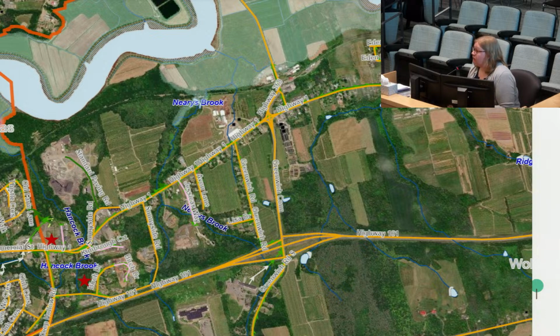And I've just thrown 2 stars up on that image to show the properties that made the request. So both of them are relatively close together, and they are both located within the primarily developed area of Greenwich in the southwest portion.